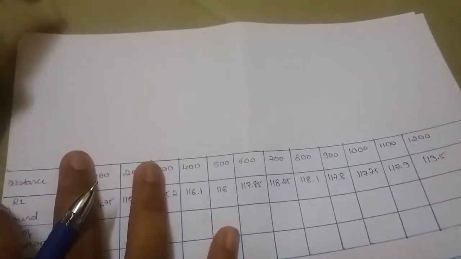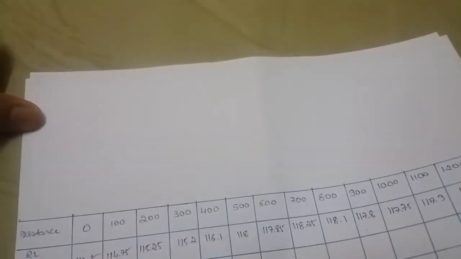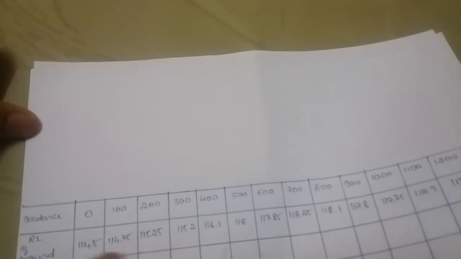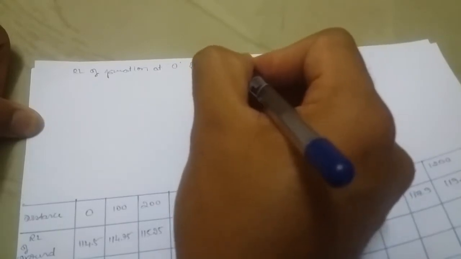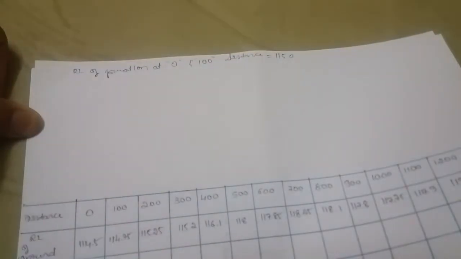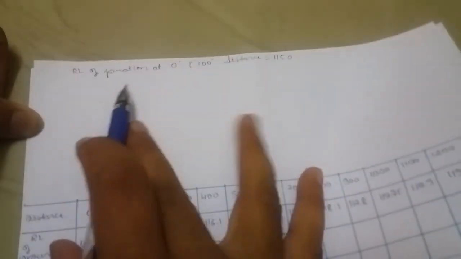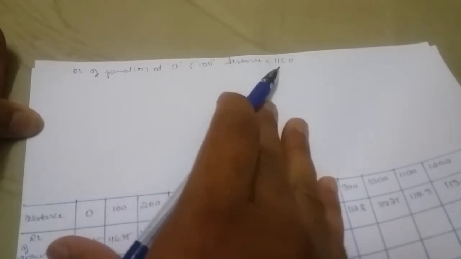How will you find out the RL of the formation? First we need to note what is given exactly in the question. In the question it is mentioned that the RL of the formation at 0 and at the 100 meter distance is clearly told, it is 115.0. So we will note it down here: the RL of the formation at 0 and 100 distance is 115. That is clearly mentioned.